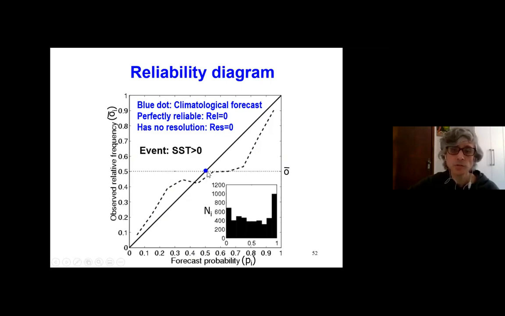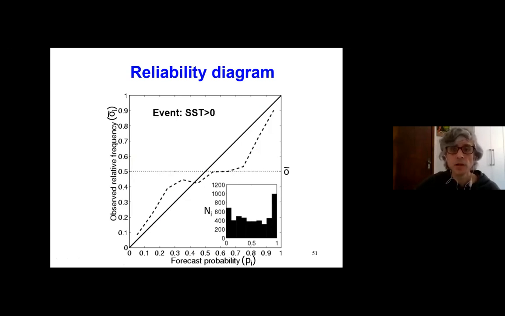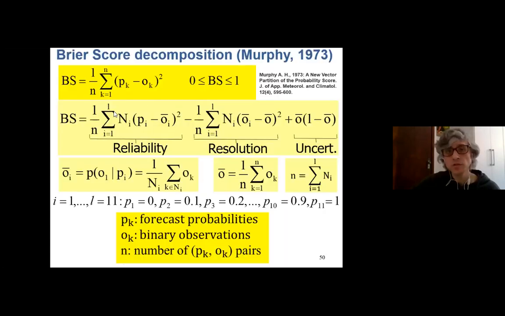When you issue a forecast probability of 50%, you observe the event in 50% of the cases, but it also has no resolution because it's always a fixed value for any forecast probability. You are never going to have any variability in the observed frequencies. So the climatological forecast never has any resolution. If these two terms in this equation are zero, that means your Brier score for your climatological forecast is given only by the uncertainty term, which is the variability of the observations.